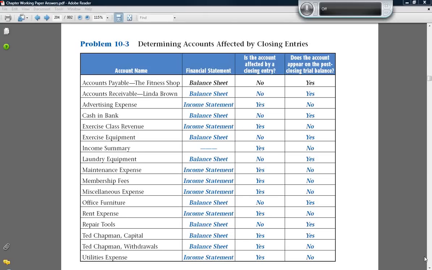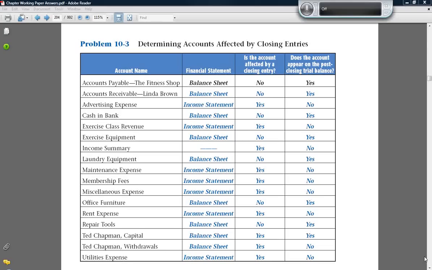Now, most of these, if they're not affected by a closing entry, they're on the post-closing trial balance. And if they are affected by a closing entry, they're not on the post-closing trial balance. The only one that does not fit that is the capital account, which is a balance sheet item, and it is affected by a closing entry because our revenues and our expenses are closed in the form of net income into the owner's capital. So it is affected by a closing entry, but yet it still is on the post-closing trial balance, so my assets equal liabilities and owner's equity, and all those temporary accounts are transferred into the owner's capital account.